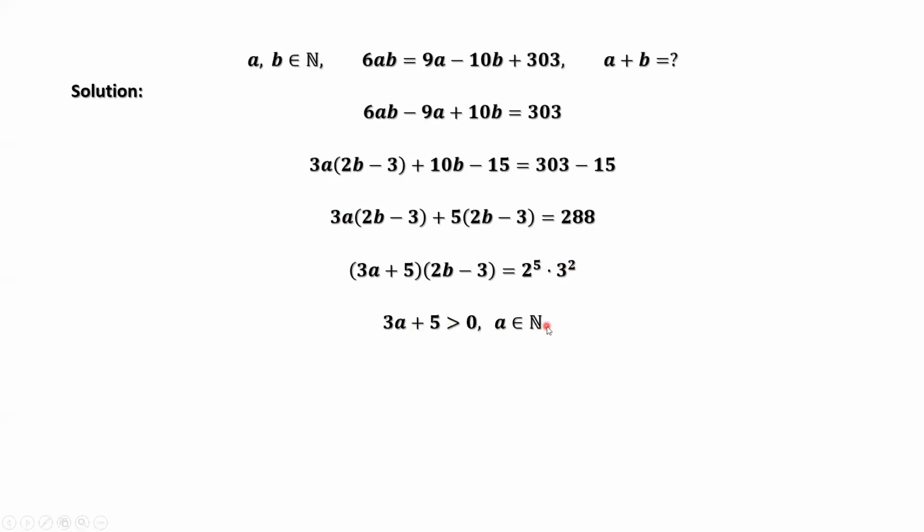A is a positive integer. Therefore, 3a plus 5 is positive. The right-hand side of this equation is positive. The first factor is positive. Therefore, the factor 2b minus 3 must be positive.